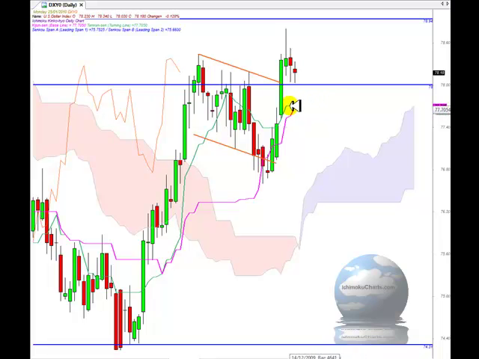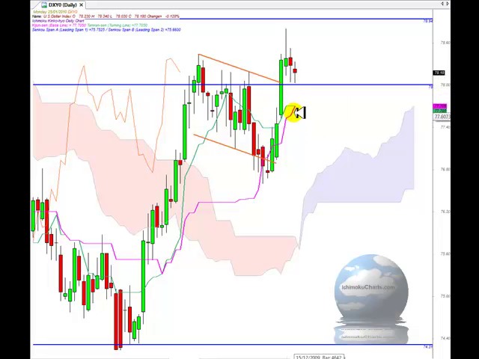Looking at the Tenkan Sen, which represents the trend in the fast time frame, it's pointing sideways, and that reflects this indecision in the market. The market is congesting after this fairly fast moving uptrend that we had with a lot of momentum.